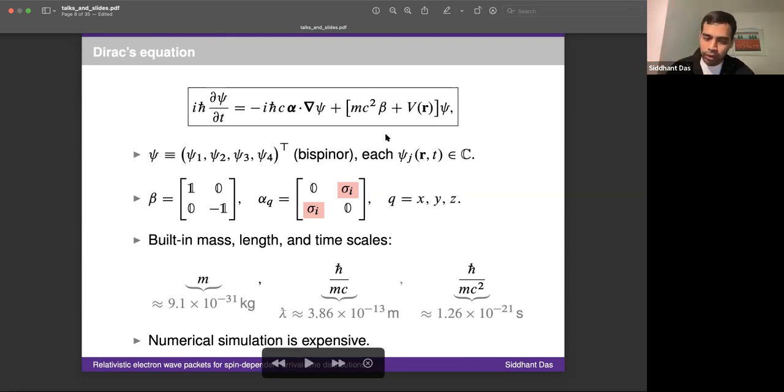I'm going to be mostly concerned with solving this equation, so I want to emphasize these aspects. If you have to simulate this equation, given the kind of length and time scales it has, it becomes very expensive. You'll have to take a very fine grid and so on. So numerical solution of the Dirac equation is a whole area of itself, as I learned in the last couple of months.